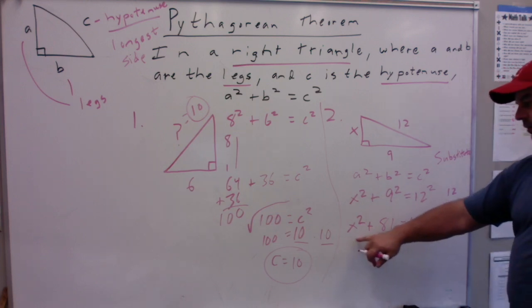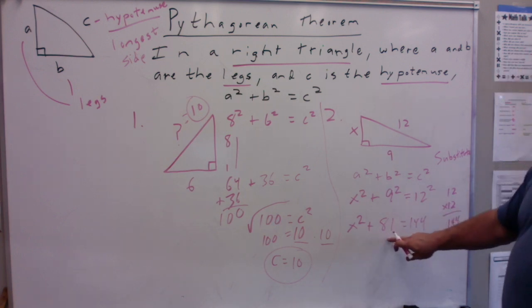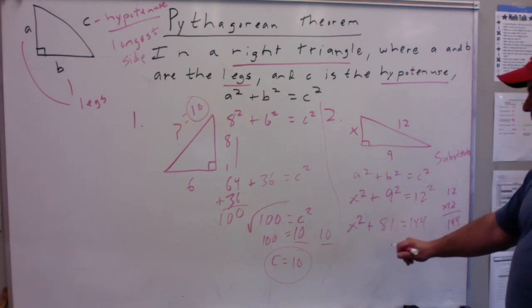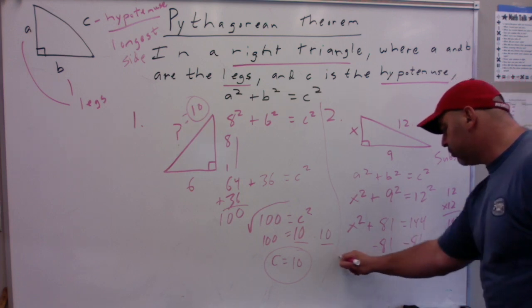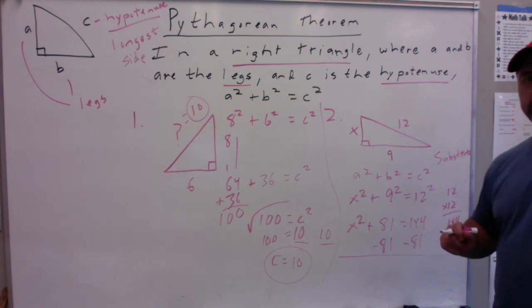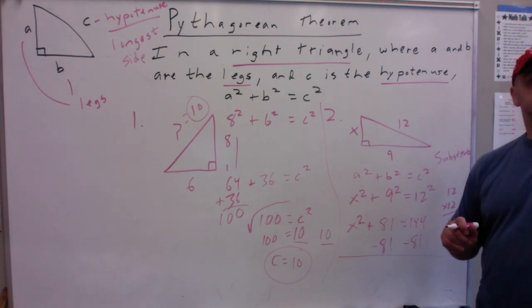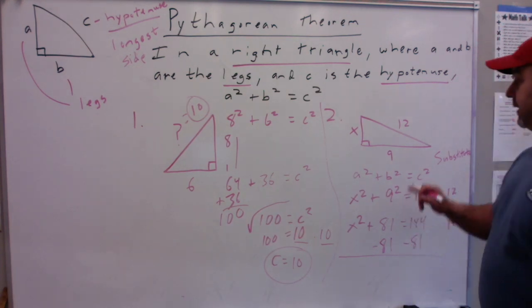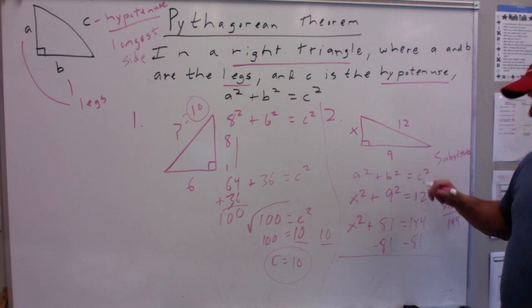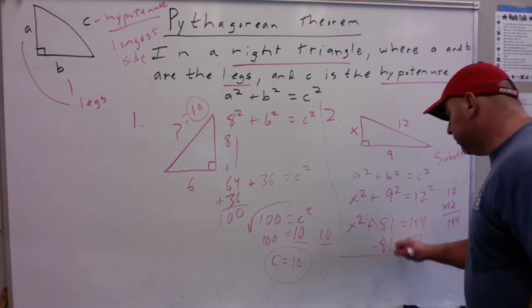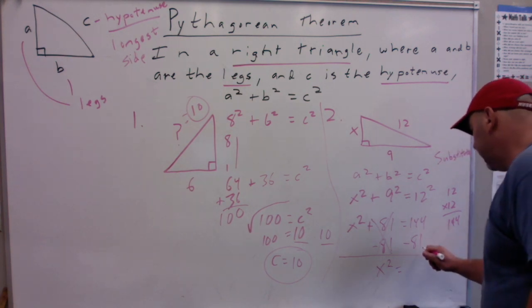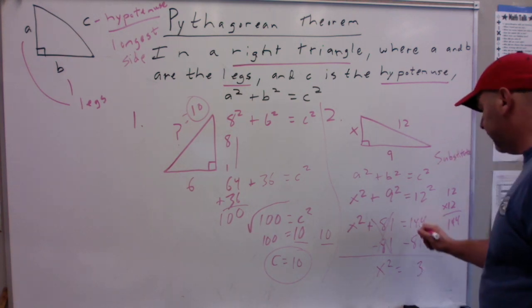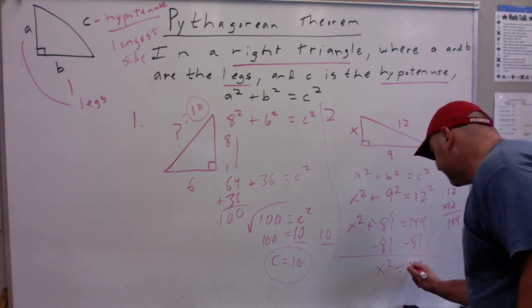Now, we need to get x alone, right? We're adding 81. What's the opposite of adding 81? Subtracting 81. By the way, can a triangle ever have a negative length? The answer is no, it cannot. It'll always have a positive length, okay? So this goes away. X squared equals 144 minus 81, which is 63.